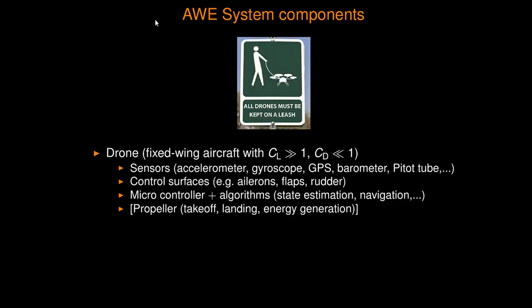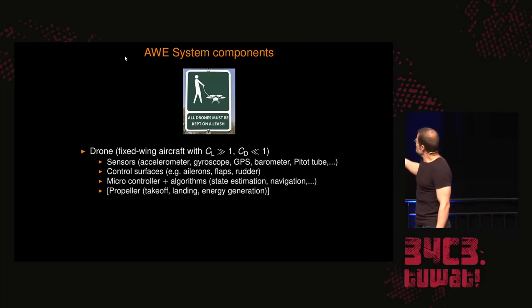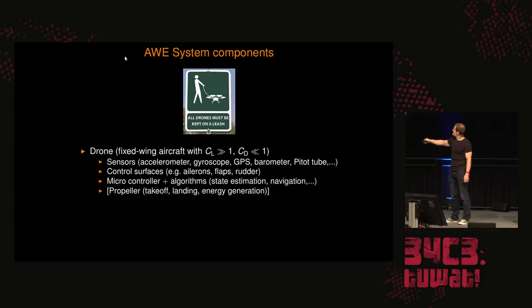On board, you need sensors like an accelerometer, gyroscope, GPS receiver, barometer, and a pitot tube to measure the airspeed. And this is to determine the system state. That is then reacted on by the control surfaces, in the case of an aircraft, by ailerons, flaps, and the rudder. Moreover, you need, of course, a microcontroller and algorithms which do the state estimation. So from the sensor data, they compute the state of the system, meaning its position, attitude, and velocity. And you have to navigate. And of course, you might need something like a propeller for takeoff, landing, and energy generation in case of drag mode.